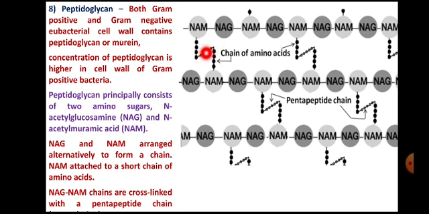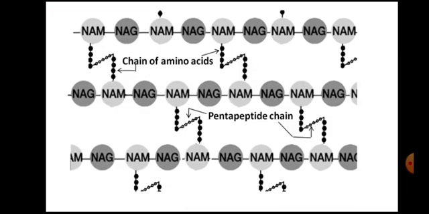So we can see the composition of peptidoglycan. It is made up of NAG, NAM, short chains of amino acids, and a pentapeptide chain. This is how all these peptidoglycan layers are cross-linked to each other to form a tough structure of peptidoglycan like this.